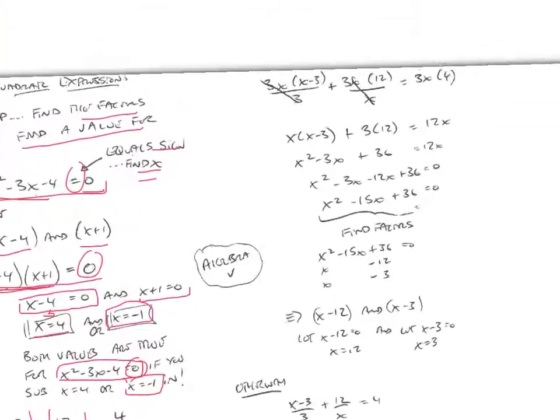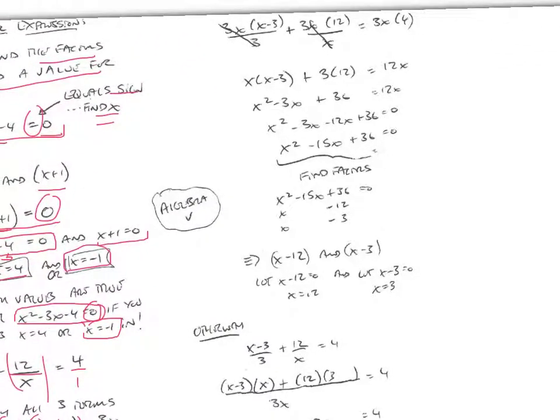So what will happen there is our 3s cancel, but our x stays there. Our x is cancelled here, but our 3 stays there, and 3x by 4 is 12x. So I have x by x minus 3 plus 3 by 12 equals 12x. And then if I multiply those out, I get x squared minus 3x plus 36 equals 12x. Gather the terms: x squared minus 3x minus 12x plus 36 equals 0. So I end up with this quadratic equation, x squared minus 15x plus 36 equals 0.